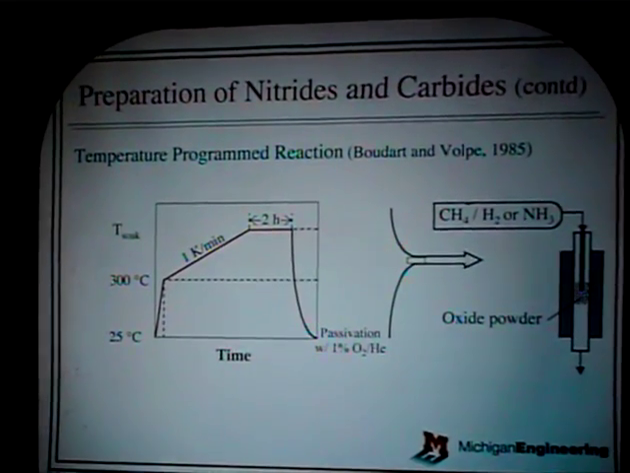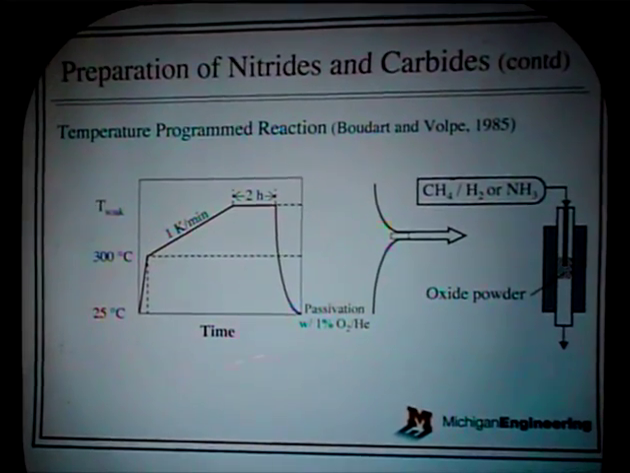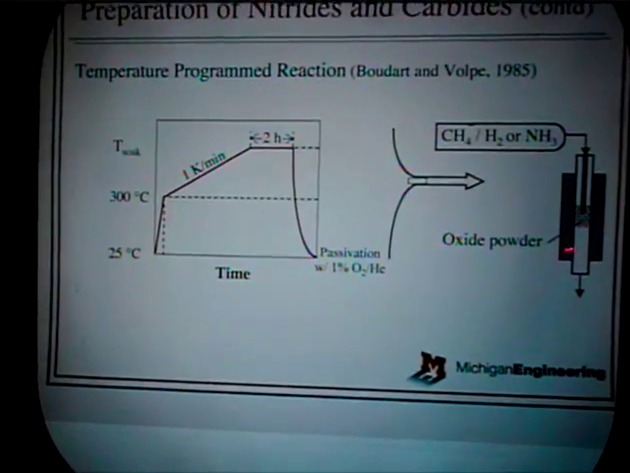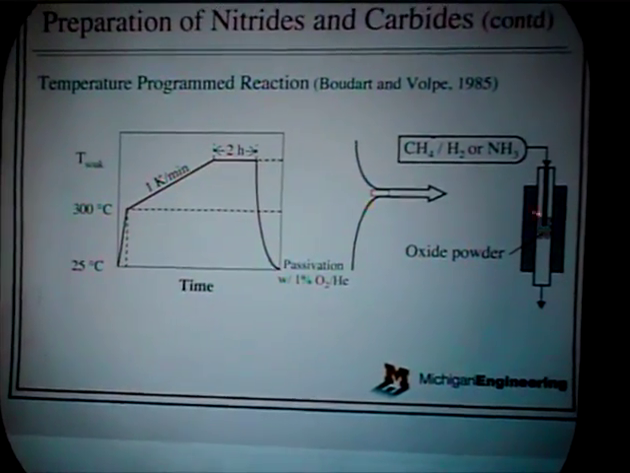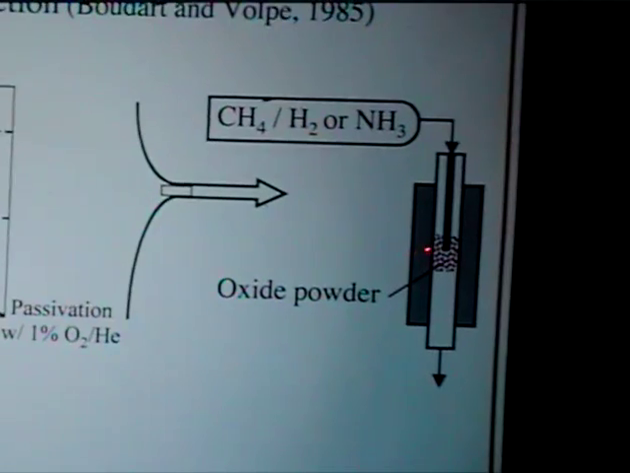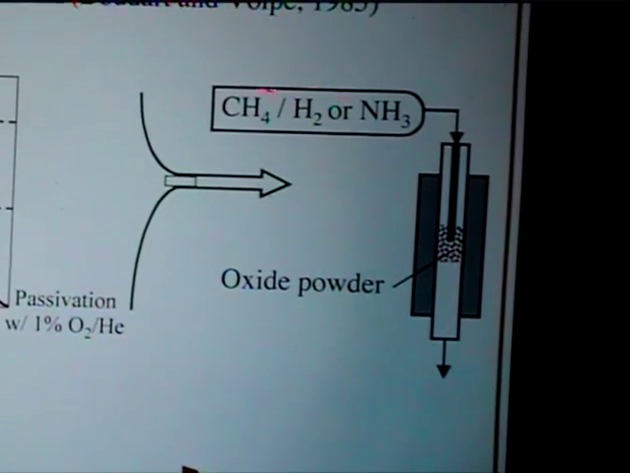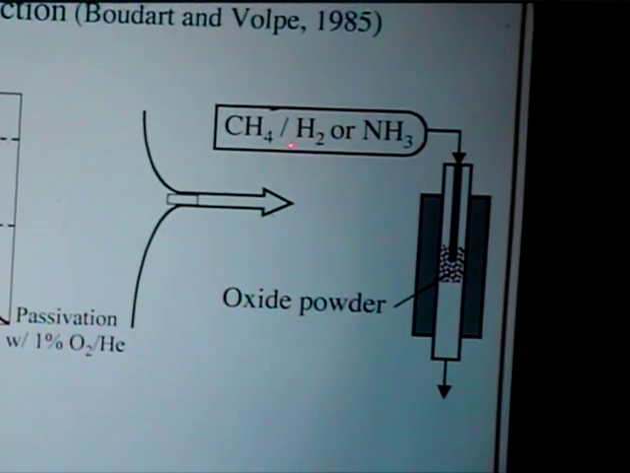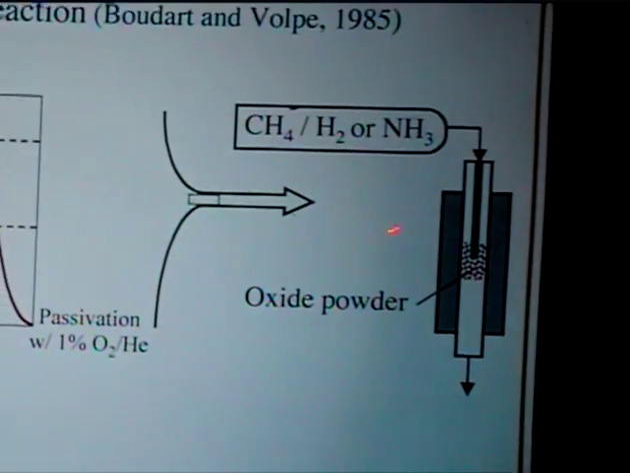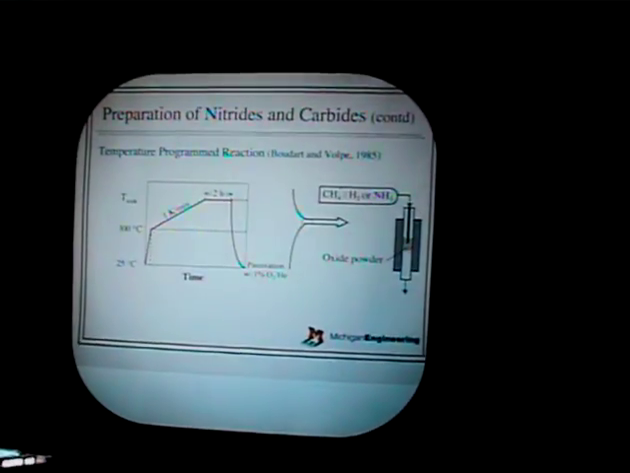Now coming to the implementation of this in the laboratory, we have taken a quartz reactor in which we have put the oxide powder, which is the precursor. Then we have used either a mixture of methane and hydrogen, or ammonia, for making either carbide or nitride, and then quenched it and carried out the passivation.